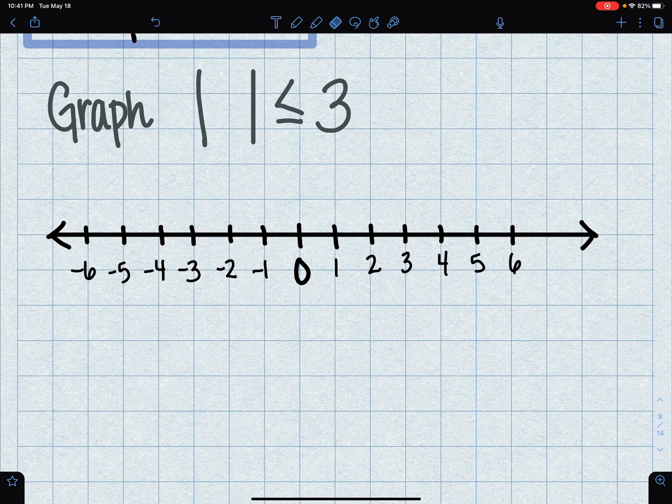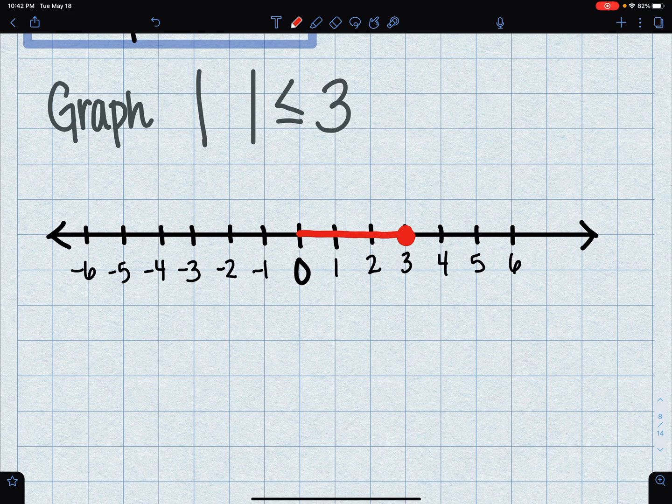Does it include 3? Yes, it does, because of this equal sign. So I'm going to start at 3, and I'm going to include 3. So I'm going to make a circle here. Oops, that's funny. It turned into an arrow. I'm going to make a circle there. And I know it has to be less than 3, so I'm going to take that all the way down to 0. But what about the negative numbers?